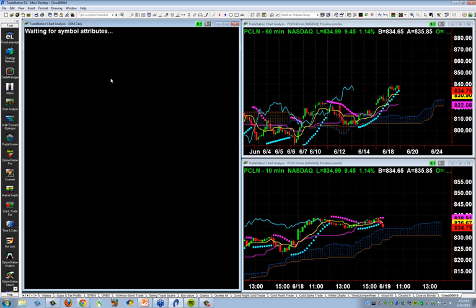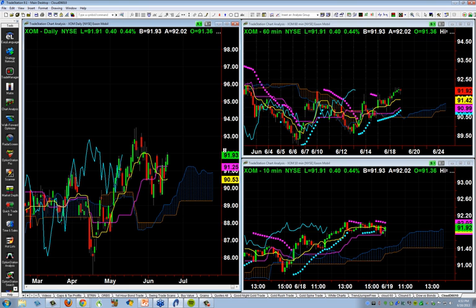ExxonMobil will probably look just like oil. Yep, it does. You got a long signal here. The lagging line is above. The 60-minute looks pretty good. Doesn't look great, but looks pretty good. And the 10-minute looks pretty good too. So ExxonMobil is a good long.